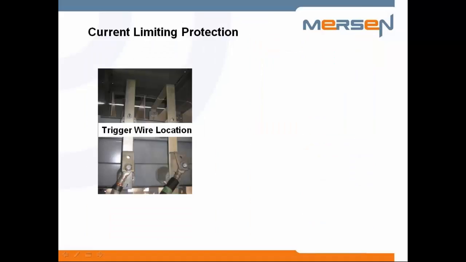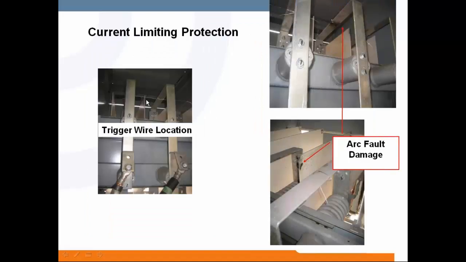With the current limiting fuse, where the trigger location was up here, you can see some minor damage, but very little damage on the interface barriers. So this happened within 2 to 3 milliseconds, limiting the damage tremendously, and hence the downtime.